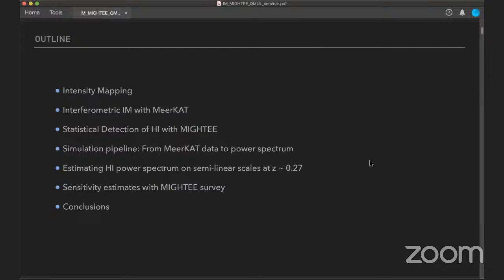The goal of this pipeline is to emulate MIGHTEE observations from MeerKAT and how we can go from data to the power spectrum domain. And then the constraint that we can get on the H1 on semilinear scales at redshift 0.27. And the final plot would be the sensitivity estimates that we obtain from the MIGHTEE survey. And then I'll conclude.